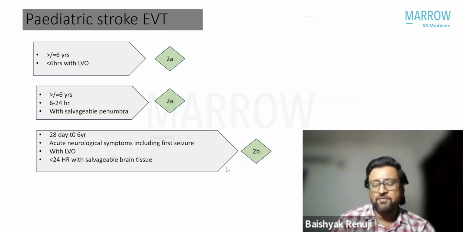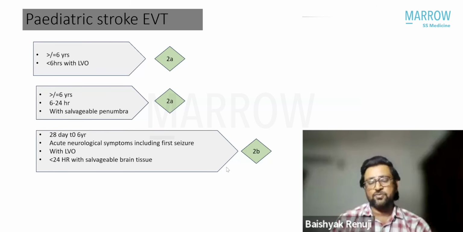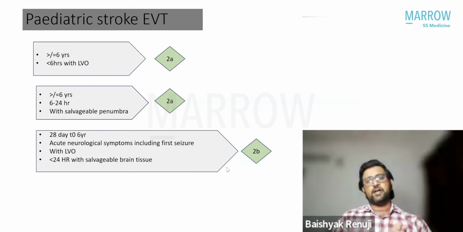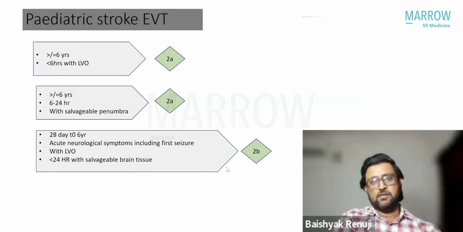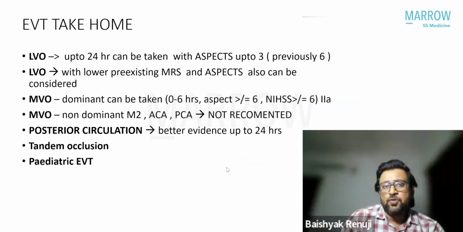Acute neurologic syndrome, including first seizure, if with LVO, you can do it up to 28. So basically, pediatric EVT can do up to 28 days. But best evidence is above 6 years. So EVT take home is LVO up to 24 hours can be taken. ASPECTS which we have discussed. Posterior circulation better evidence. Tandem occlusion stenting has better evidence.